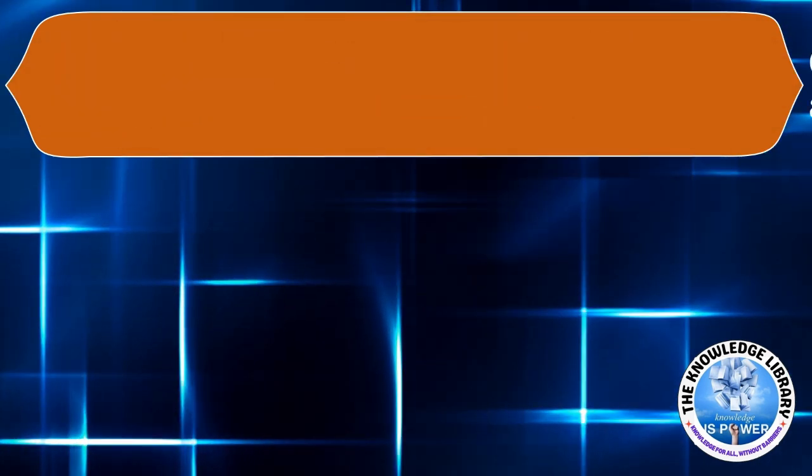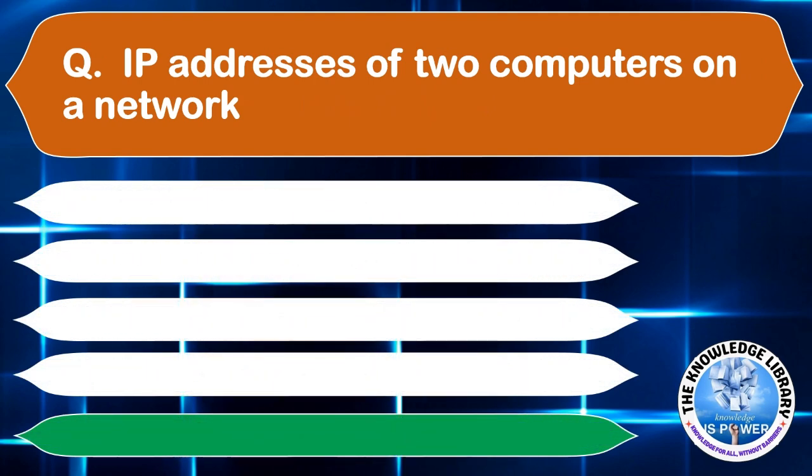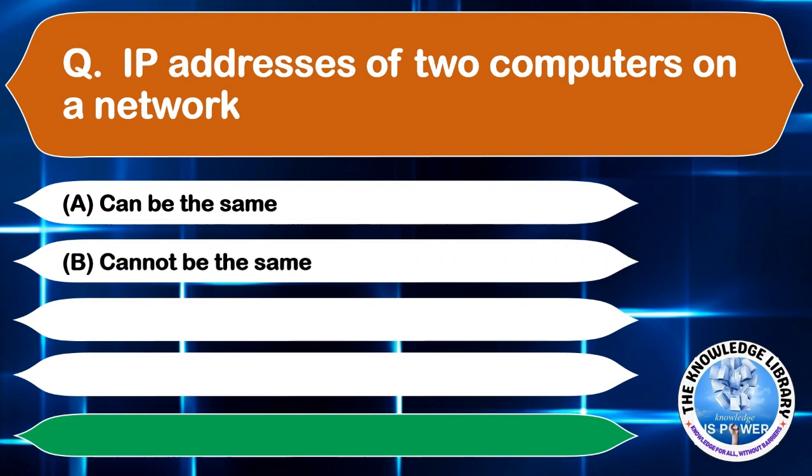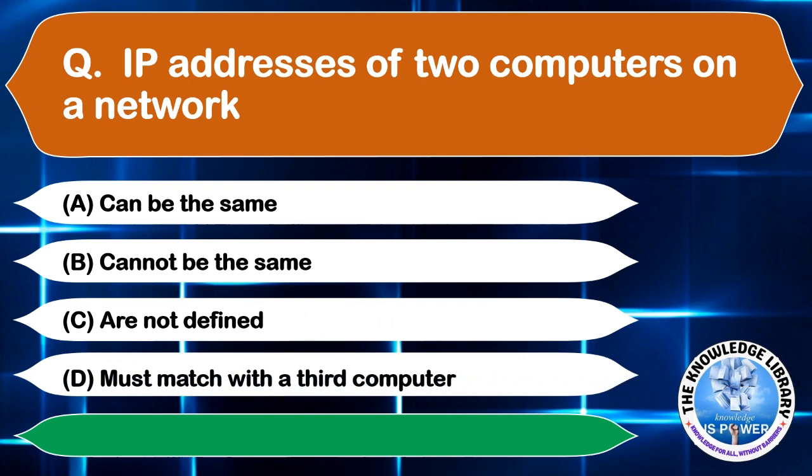The next question is, IP addresses of two computers on a network. Option A can be the same. Option B cannot be the same. Option C are not defined. Option D must match with the third computer. The correct answer is option B, cannot be the same.